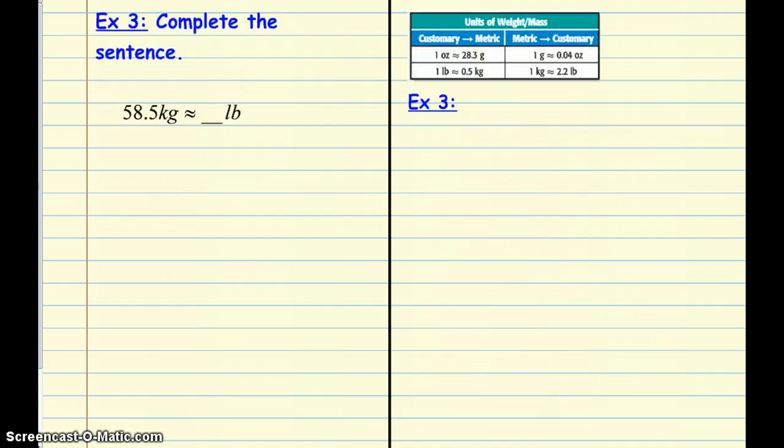Now the last example that I have for you is to do units of weight or mass. The only example that we have is to change 58.5 kilograms to pounds. Just like all the other problems, we're going to set up 58.5 kilograms over question mark pounds, and set this equal to, looking at our table, 1 kilogram is equal to 2.2 pounds.